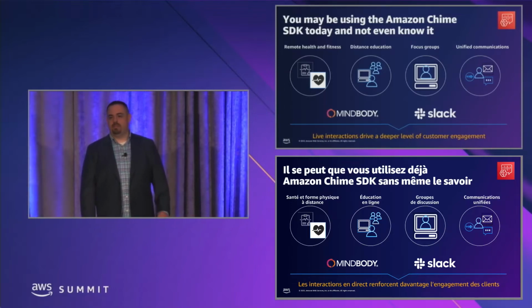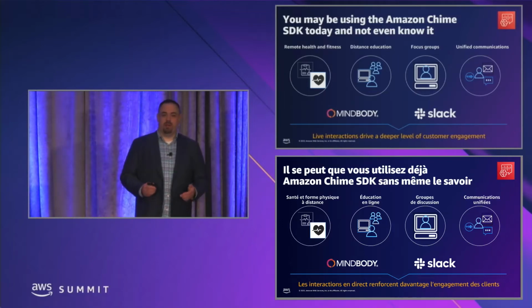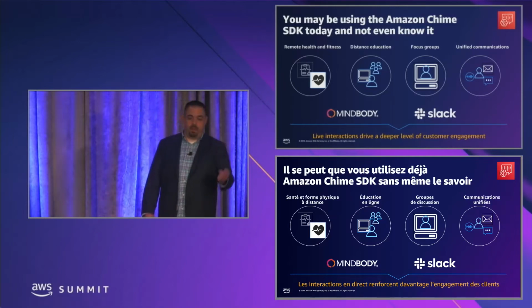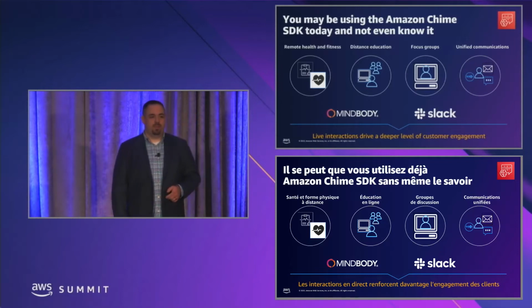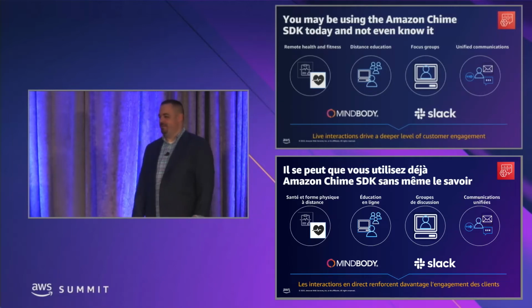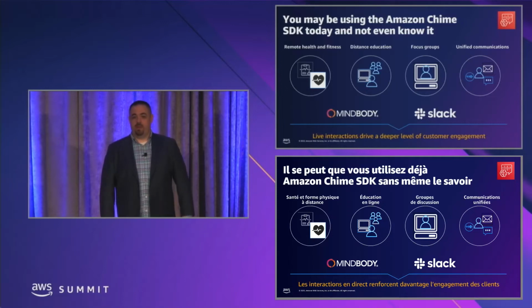There are lots of use cases where embedding real-time voice and video into an application is important or helpful or drives your business forward. So remote health and fitness, which is MindBody, I'll talk about in a second. Distance learning, focus groups, unified communications. That's just a fancy way to say collaboration apps, which I'm sure all of us have used a lot over the last few years. And Amazon Chime SDK can be used to power those as well.